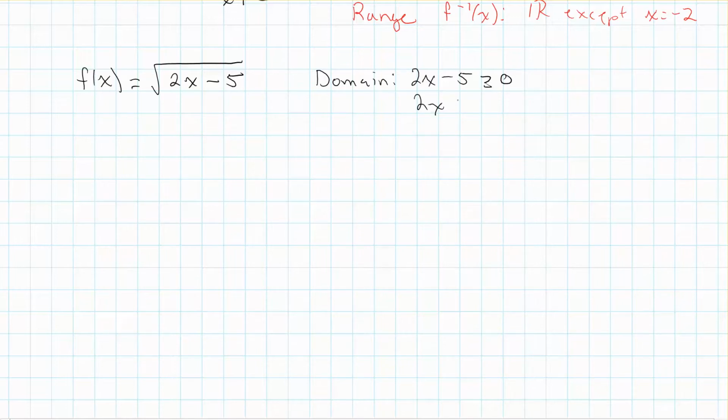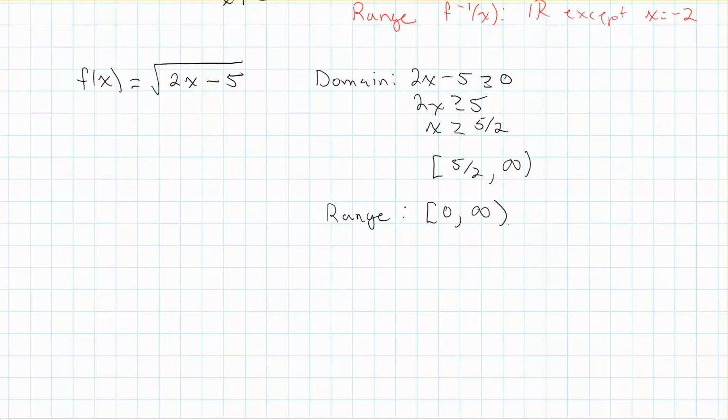So 2x has to be greater than or equal to 5. So x has to be greater than or equal to 5 over 2, which we could write in interval notation as 5 over 2 to infinity. So that is the domain. Now the range here, well, remember square roots. What can I not get from a square root? I can't get negative numbers outside of there. So it's only going to be non-negative. And so the range of this particular one would simply be 0 to infinity.